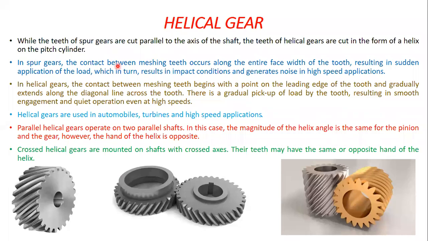Here we have made a comparison between the helical gear and the spur gear. Why? Because whatever the procedure is, it is the same. Whereas in a helical gear, the teeth are inclined by a certain angle. That is called the helix angle. Whereas in a spur gear, the teeth will be parallel to the axis of the shaft.